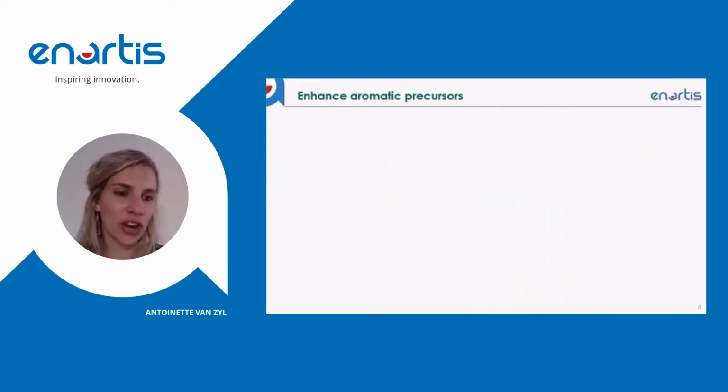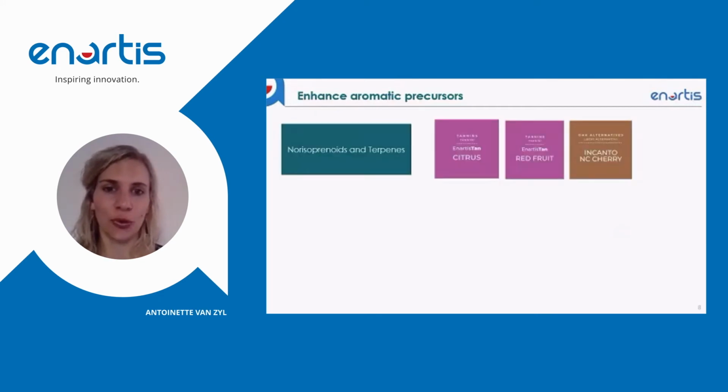Now that we've extracted aroma precursors, how can we further enhance aromatic precursors by adding certain products? In the case of norisoprenoids and terpenes, we can do this by adding Tan Citrus for whites, and we can do that by adding Tan Red Fruit and Encanto Range Cherry in some fruit-forward red wines.